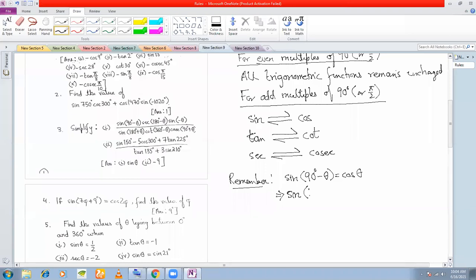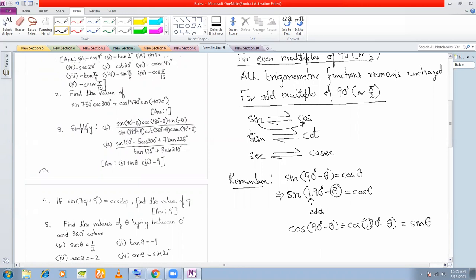See, sine of 90 degrees minus theta means sine of 1 into 90 degrees minus theta. 1 is odd, so this is an odd multiple of 90 degrees. And what is the rule for odd? For odd multiples, sine changes to cos. So this becomes cos theta. Similarly, cos of 90 degrees minus theta is cos of 1 into 90 degrees minus theta. This is an odd multiple, so this changes to sine theta.